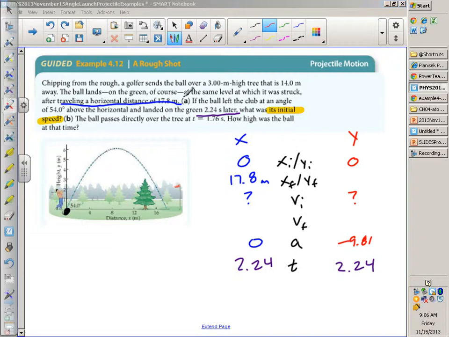It says at the same level at which it was struck. And that means if it started at 0, what does y final have to be? 0. Now remember, that only takes into account the y-axis, up and down. Making these both 0 doesn't mean that it ends up in the same place that it started. It means it ends up at the same height that it started from.